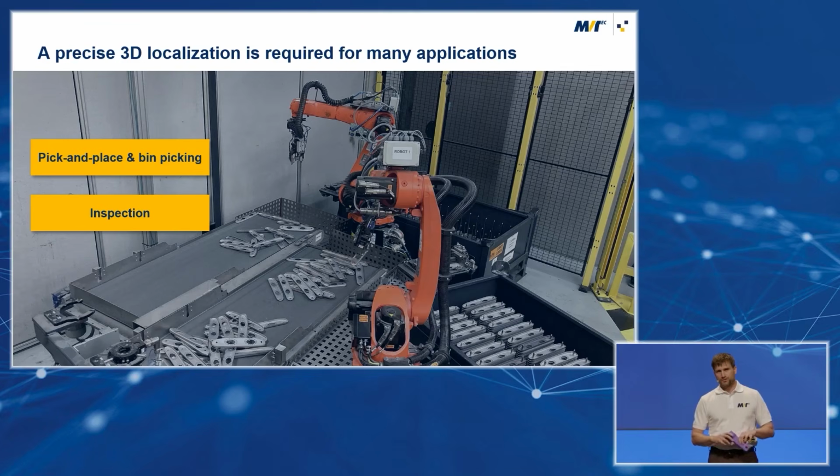Why do we need the position? Maybe the part is on the conveyor belt like this. So we can pick them, we can move it to a camera, we can do inspection. Also, another thing is doing some measurement.